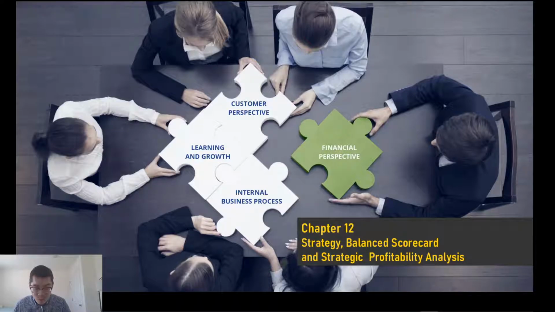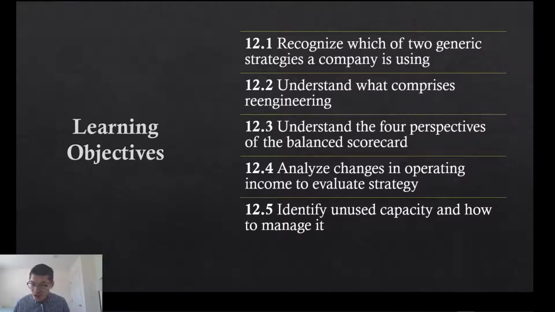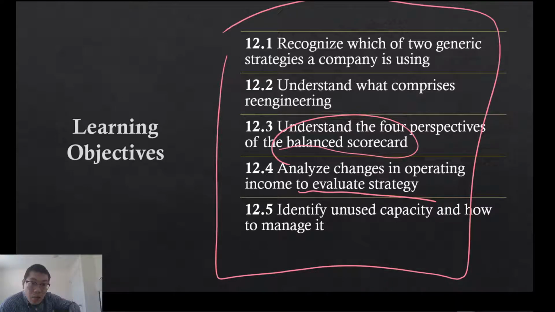First, here are our learning objectives. We're going to recognize the two generic strategies a company is using, understand what re-engineering compromises, and understand the forward perspective of the balanced scorecard. Then we analyze changes in operating income to evaluate the strategies, and identify unused capacity and how to manage it. These are the topics we're going to talk about, and also the flow of how to implement a balanced scorecard and what it's used for.